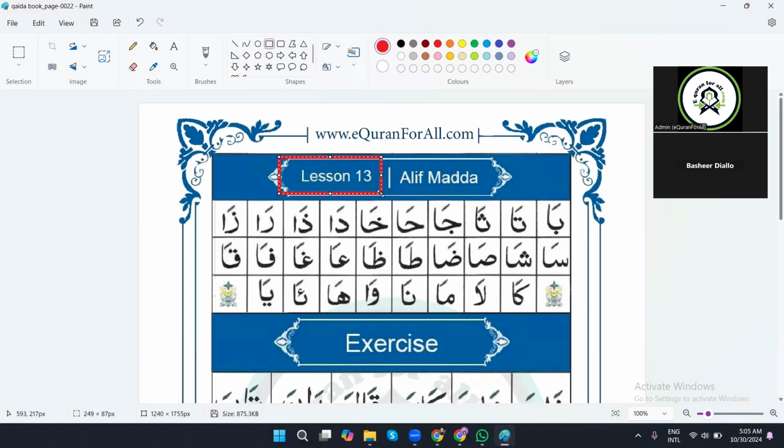Okay, so today we will start lesson number 13 and it is about Alif Madda. So basically, there are three Madda letters: Alif Madda, Waw Madda and Ya Madda. And whenever we see any one of them in the Quran, we will stretch that for 2 seconds.